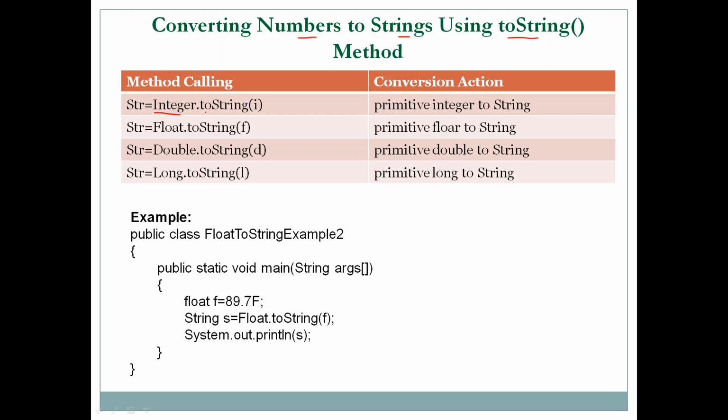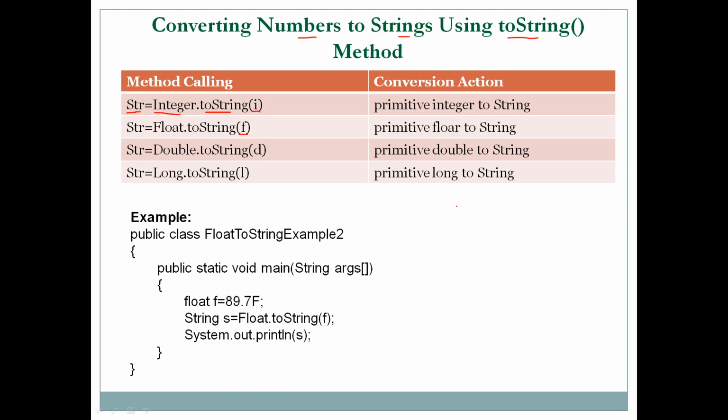Integer.toString takes an integer argument and converts it into string representation, and that will be stored in str. So that is primitive integer to string conversion. Then we can even convert a primitive float to string representation by using Float.toString. This primitive f will be converted into string. Similarly, we can convert double and long.